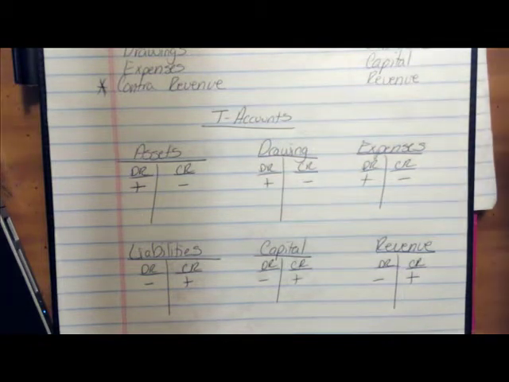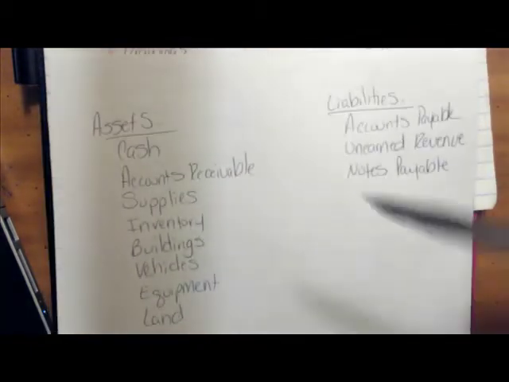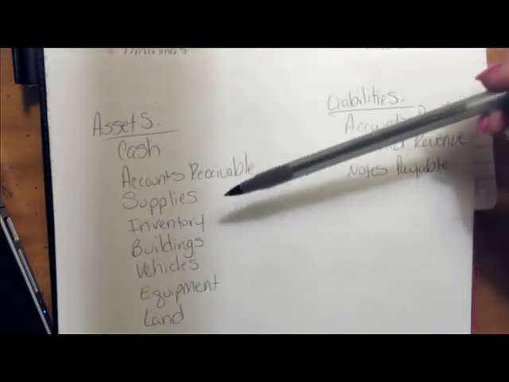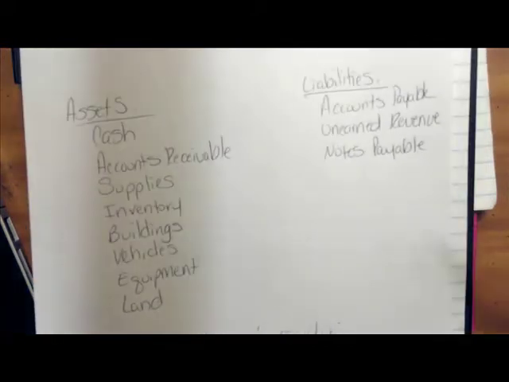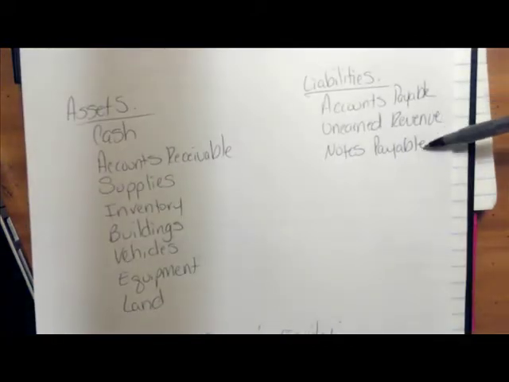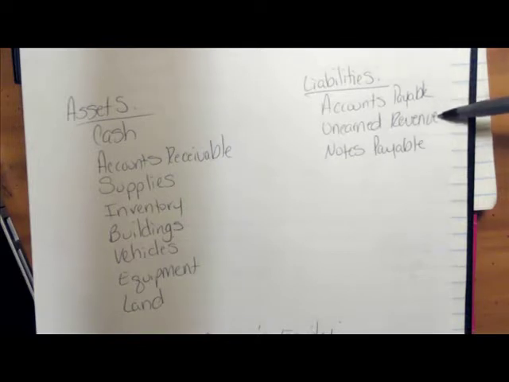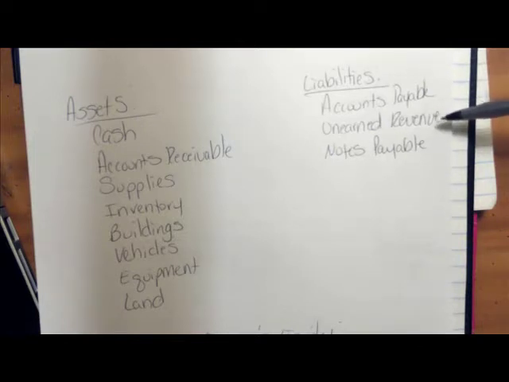Examples of some of these categories would be assets, or cash, accounts receivable, supplies, inventory, buildings, vehicles, equipment, and land. Liabilities: accounts payable, unearned revenue, notes payable. Unearned revenue, this particular account is designated for when you are given an advanced payment from a customer and you have done no work. For instance, if you go to a lawyer and a lawyer asks you for a retainer, the retainer is considered to be unearned revenue. The lawyer cannot do anything with that money until he actually does work to earn that money from you. Unearned revenue.